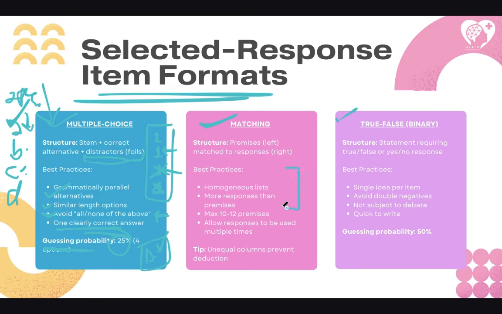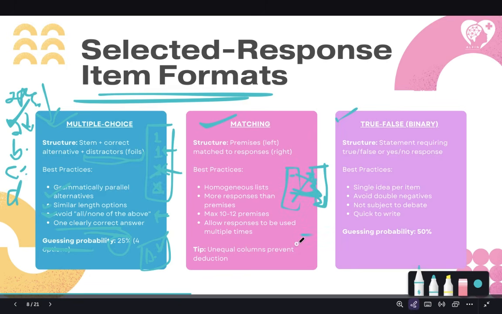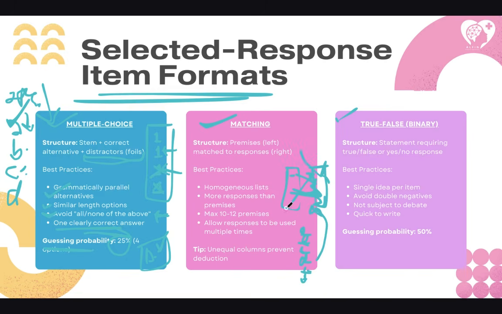Now, matching is where there is a premise here and then there's a response here. For kids, remember, we draw a line. But for adults, we just type the letters on the side. So, A, C, D, E, F, G. So we go back to being kids, because drawing lines is more fun.